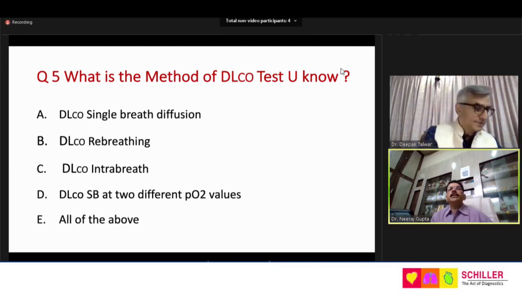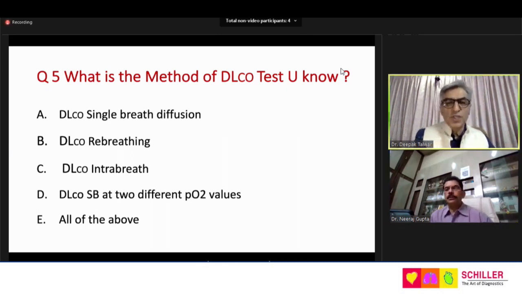Now, what is the method of DLCO test? That is DLCO single breath diffusion, DLCO rebreathing test, DLCO intra-breath test, DLCO SB at 2 different PO2 values, or all of the above.